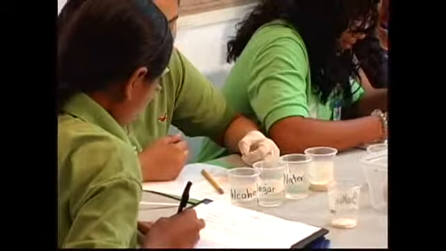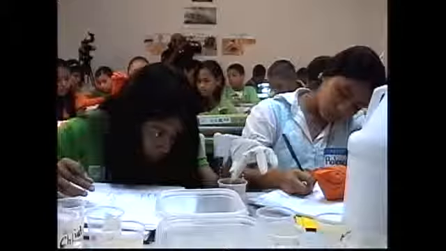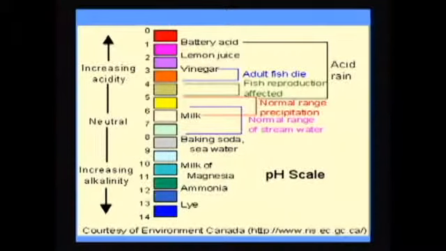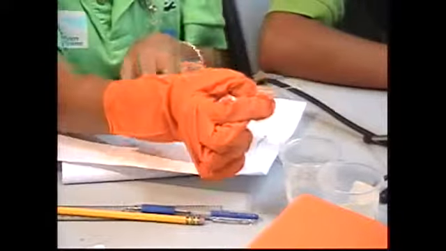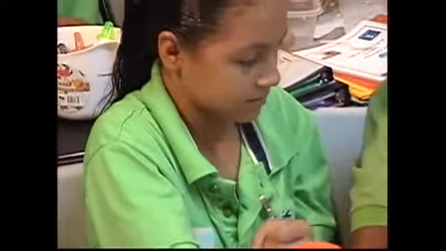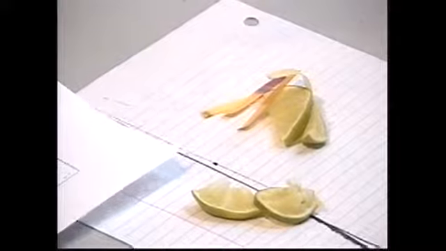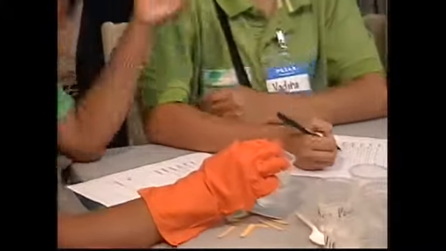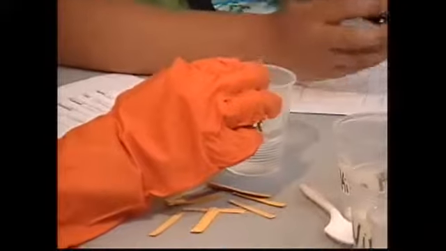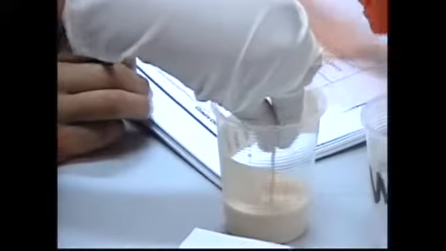Okay. Take another strip of litmus paper and place it inside the alcohol. Everybody has dipped their litmus paper into the alcohol solution. Take another strip of litmus paper, students, and dip it inside the seawater. Okay, there is one more to do. Take another strip of the litmus paper and place it inside the milk. Dip it inside the milk.